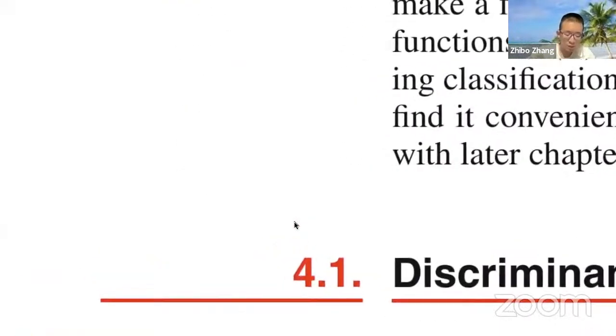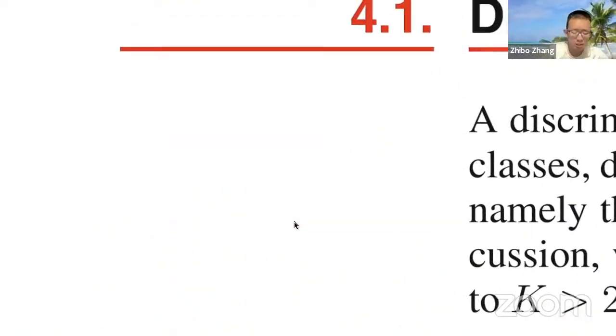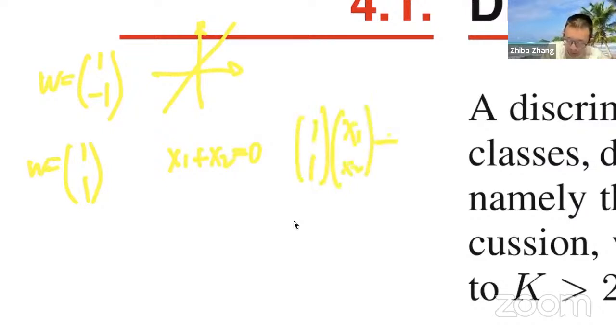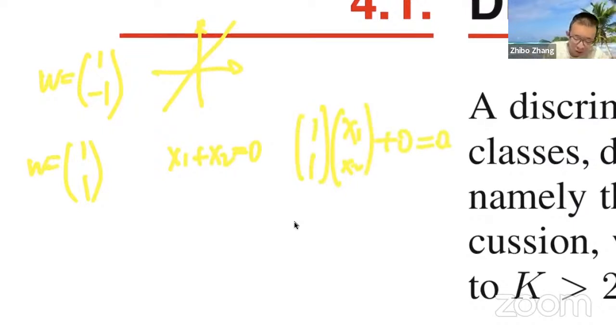So let's look at another example. For example, W is currently equal to 1, -1, and the decision boundary looks like this, right? If we change its orientation, W equals, what should we do? 1, 1. So it's going to be x1 plus x2 equals 0, which is [1, 1] times [x1, x2] plus 0 equals 0. In this case, it's going to be x2 equals -x1.